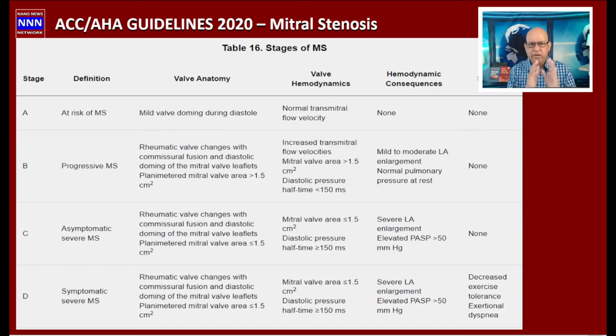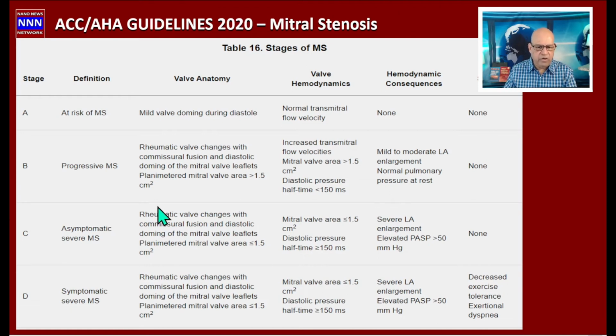We talked about mild, moderate, and severe degree. Now we're going to talk about the stages of mitral stenosis. This is an important chart that is in the ACC AHA guidelines, and this is something we need to get accustomed to, because the clinical pathways are based upon these classifications of mild, moderate, severe mitral stenosis plus the stages of mitral stenosis.